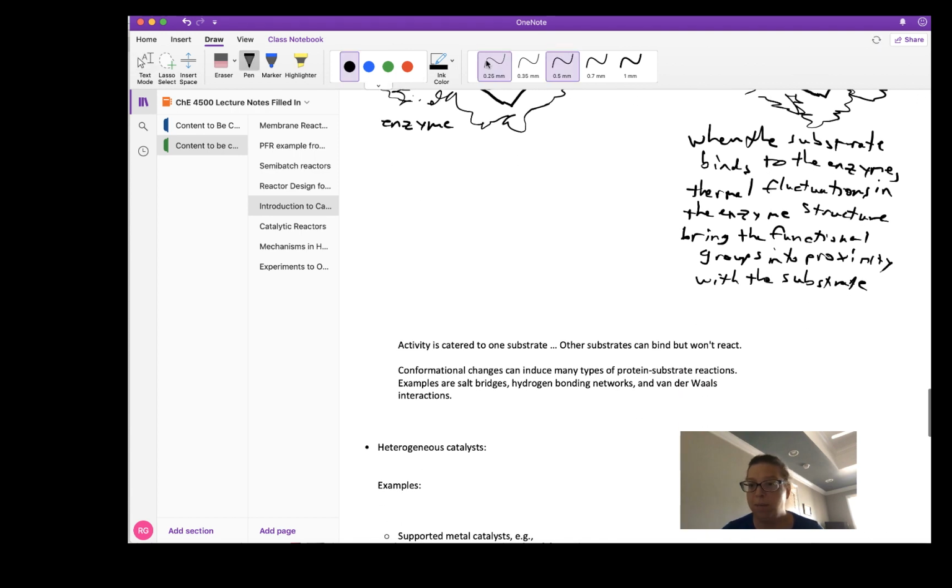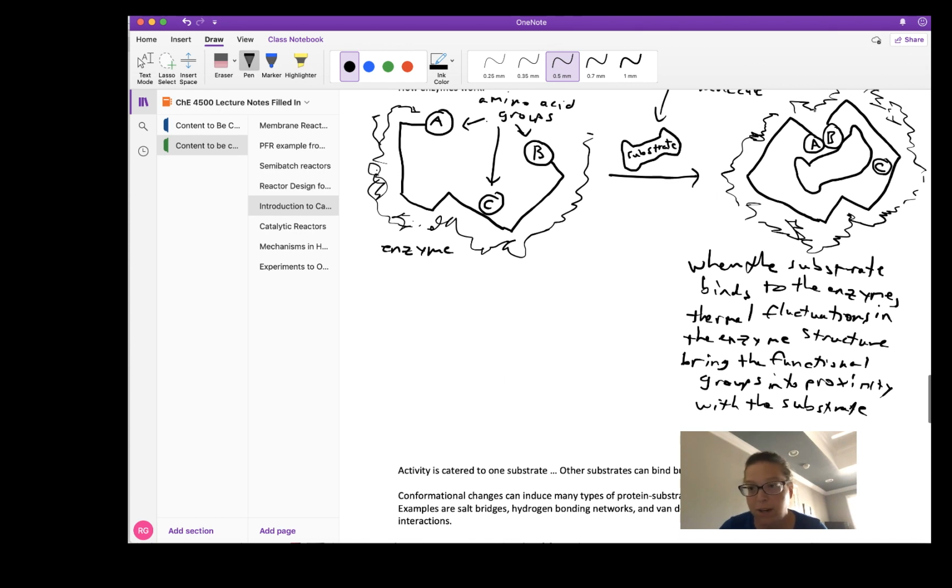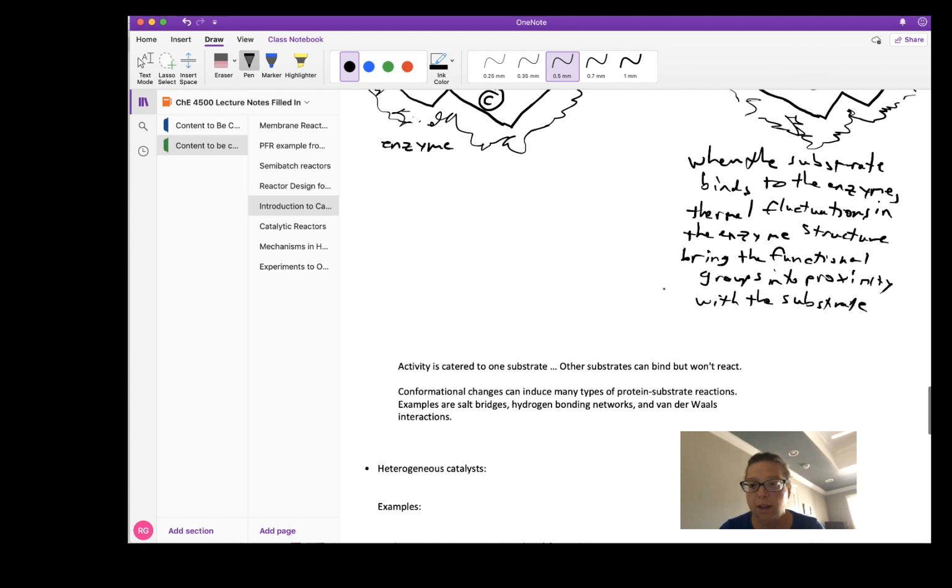So when the substrate binds to the enzyme, thermal fluctuations in the enzyme structure bring the functional groups into proximity with the substrate. What happens then is the reaction is carried out. So these functional groups help to promote the reaction. So we'll say reaction occurs.